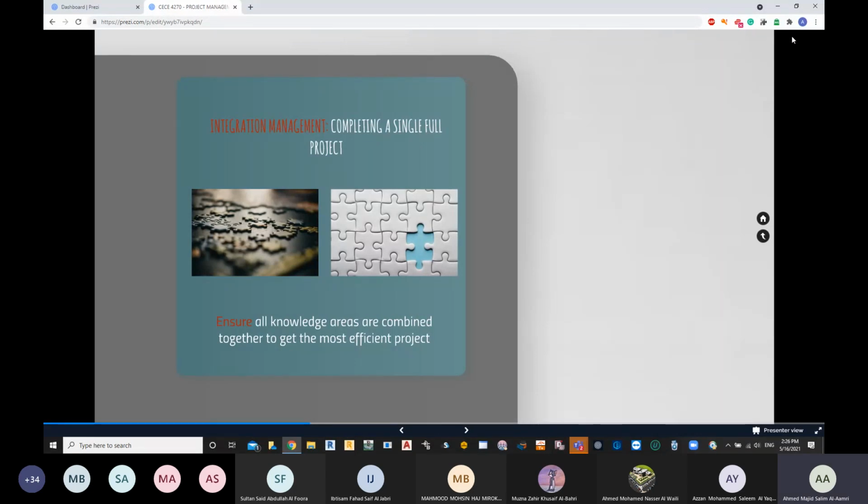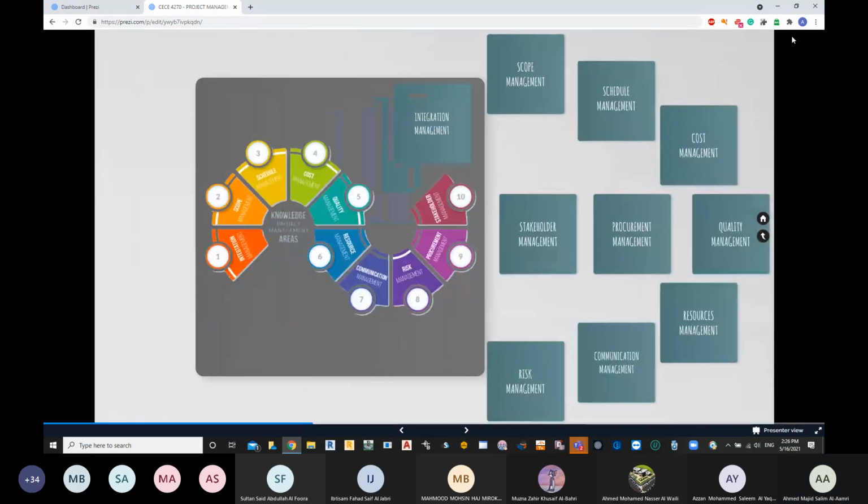You are trying to combine and integrate things together. And we're going to study something later called the project charter. And it is going to be the basis of integration, and we are going to learn about it in the upcoming chapter. So once again, there are 10 knowledge areas any project manager should know about.